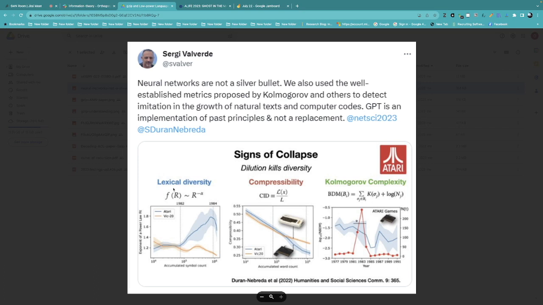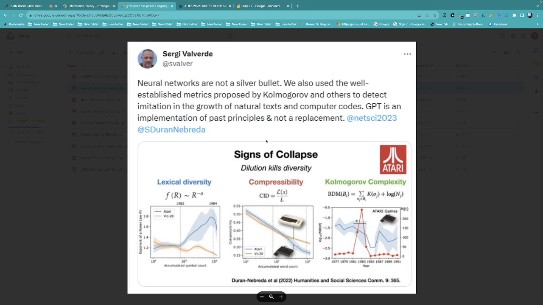It could be characterized as lexical diversity, compressibility, or Kolmogorov complexity. And this is "dilution kills diversity." And I guess, I don't know exactly, we'll have to go to the paper to find out what they mean by that. But you can see that there's a decrease over time in this complexity.